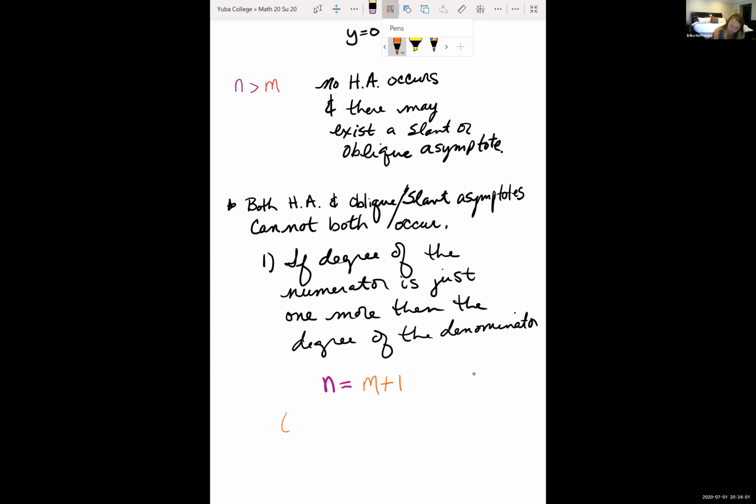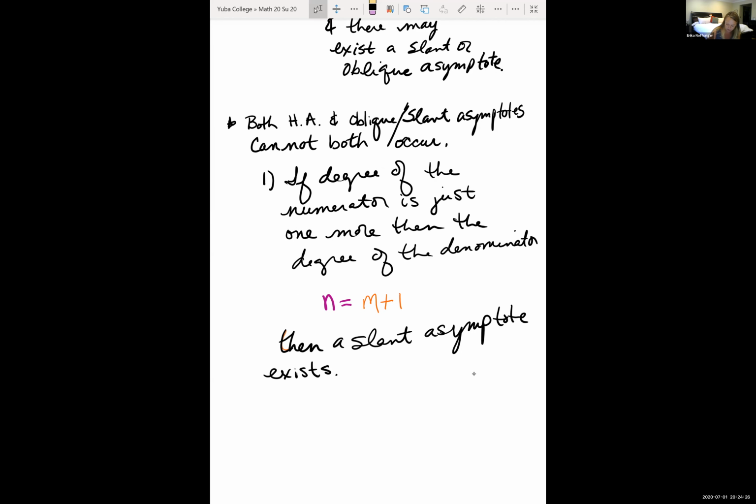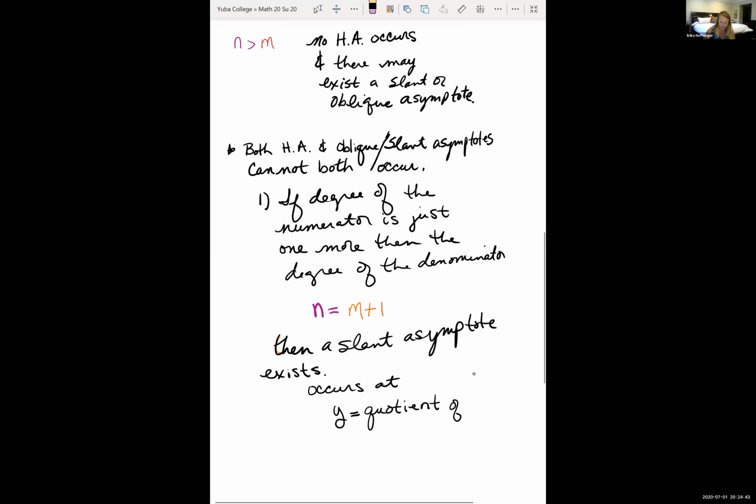Then a slant asymptote exists. And this occurs at y equals the quotient of p of x divided by q of x. So you're going to get some form of a linear line, y equals mx plus b. We can call it ax plus b here.